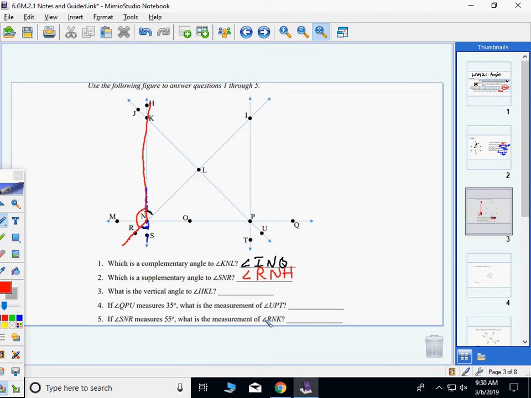These can be kind of hard to do because you have to really visualize what angle is which. So really it just takes a lot of practice. So you get better at it each time. So don't get discouraged. All right, number 3, what is the vertical angle to angle HKL?